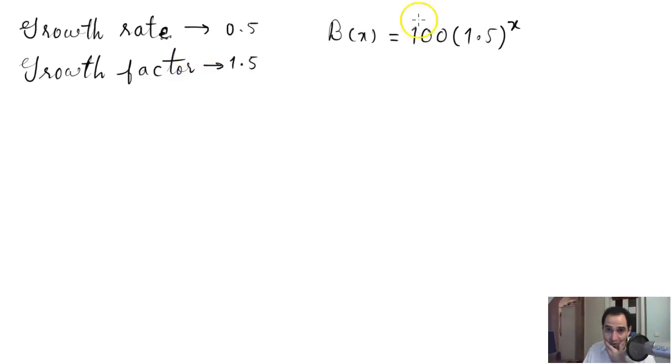So first of all, when you have a function like this, b of x is equal to 100 times 1.5 raised to the power x, this, as you know, is your initial value, and this is your growth factor. So this is called your growth factor.